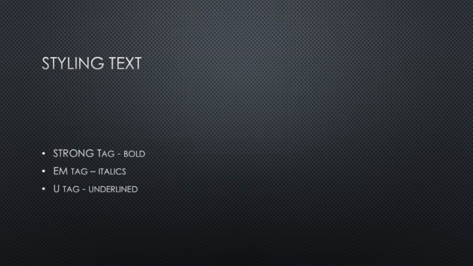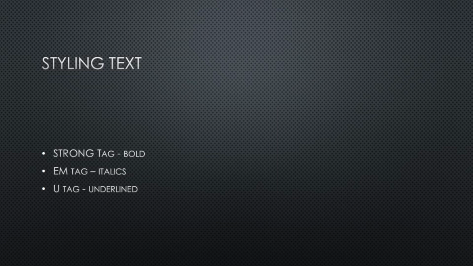which is styling text. So if you have ever used MS Word or any other text editor, you will definitely know that we can style text in three different formats, at least three different formats: bold, italics and underline. Same is the case in HTML, but for these things in HTML we use tags like strong tag for boldness, EM tag for italics and U tag for underline.